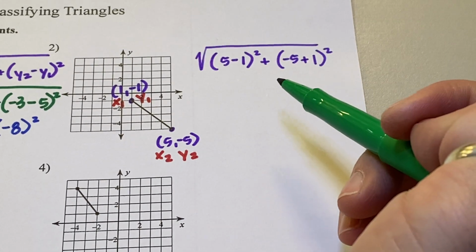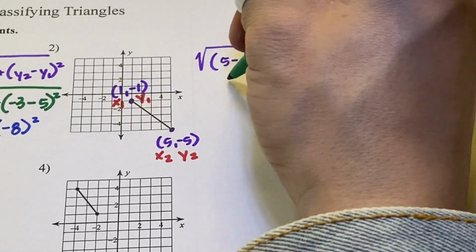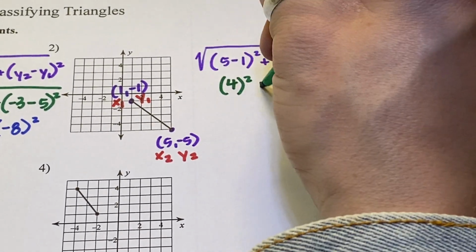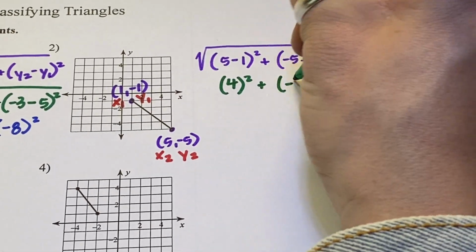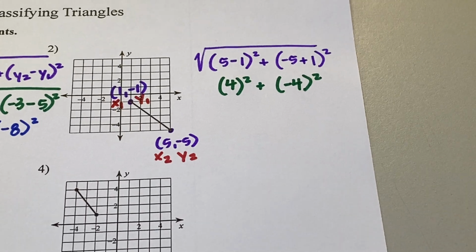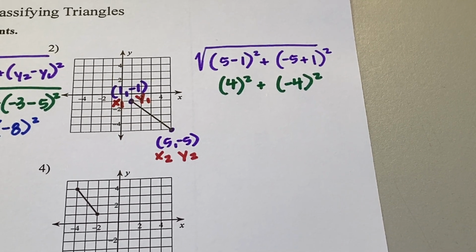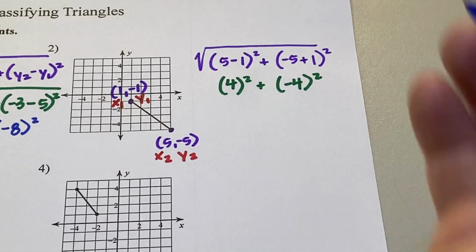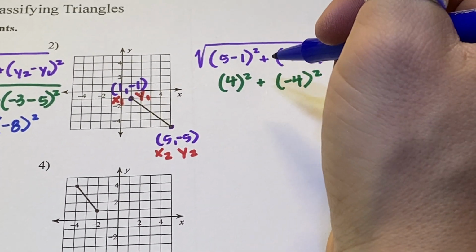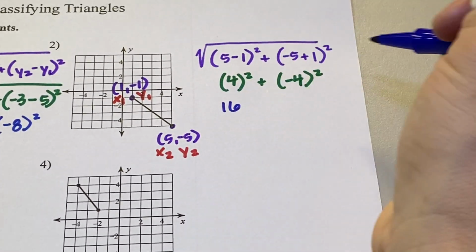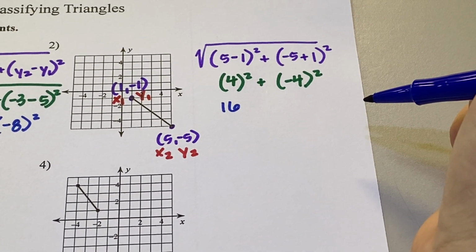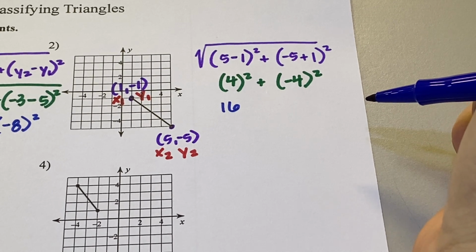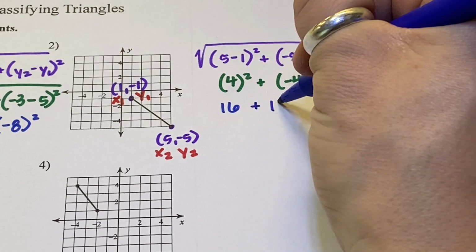5 minus 1? 4. So that's going to be 4 squared. Negative 5 plus 1? Negative 4 squared. Let's just turn those into numbers. What's 4 squared? 4 times 4? 8. No, 16. 4 times 4, 16. Negative 4 squared? Negative 16? Can you ever get a negative with a square? No. Nope, so that's also going to be positive 16.